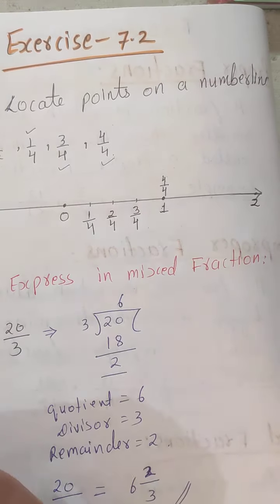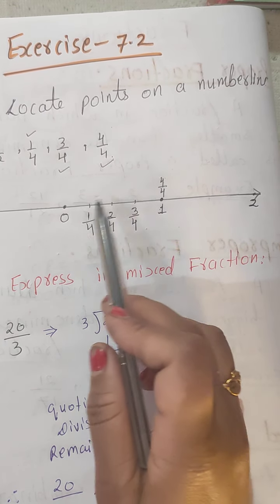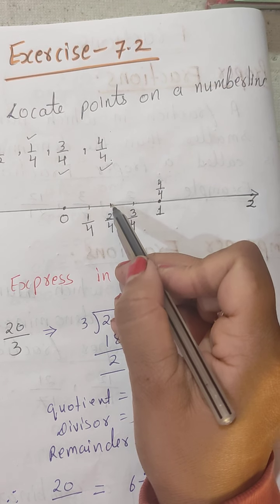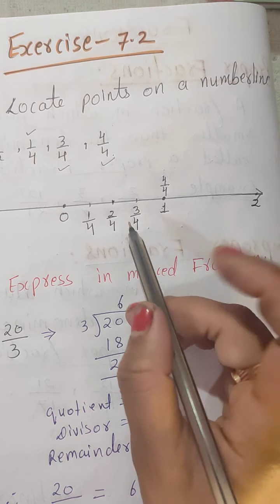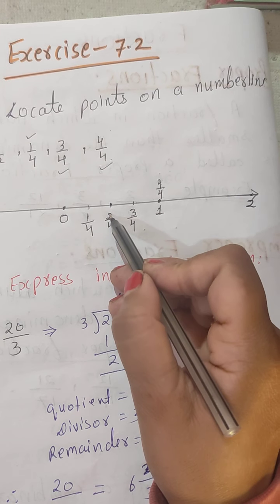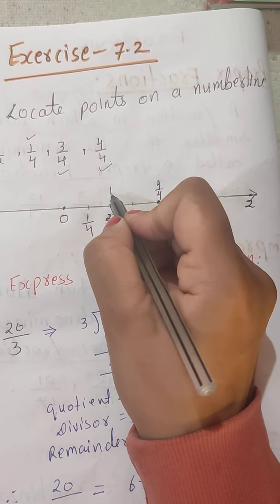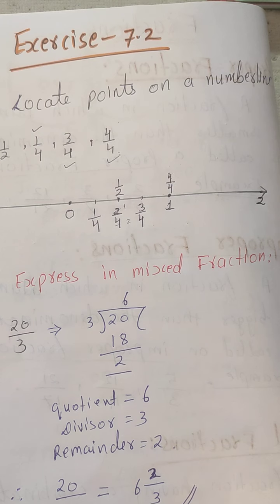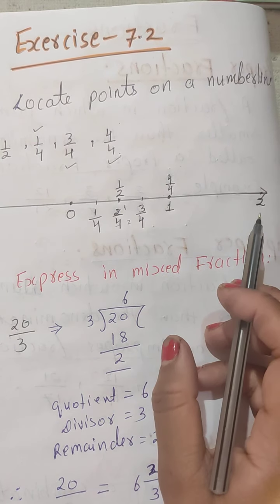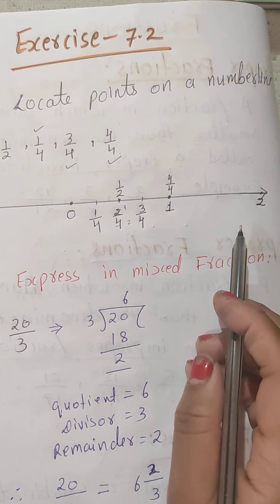Now what about 1 by 2? You know 0 to 1. If you divide this into two equal parts, then the middle point will become 1 by 2. One method of understanding is this. The second method is, since this is 2 by 4, 2 1s are 2 and 2 2s are 4, so this will become 1 by 2. So we have represented all the points on a single number line. The remaining two sums are your homework. You have to do those on your own.